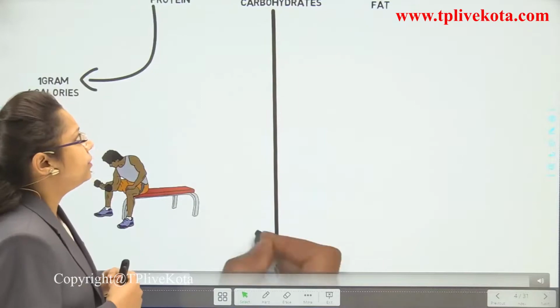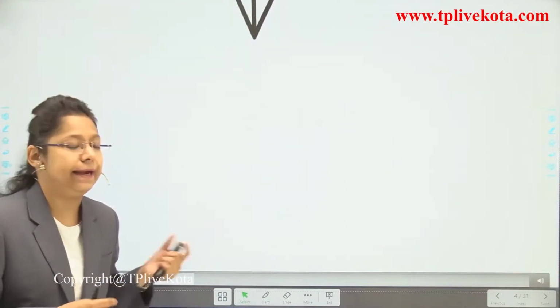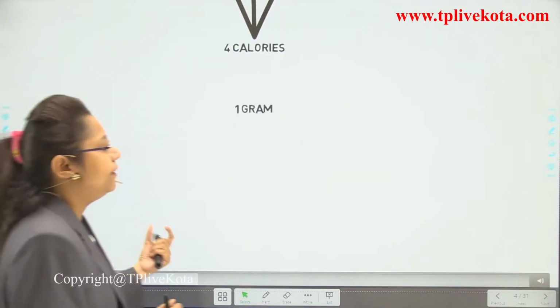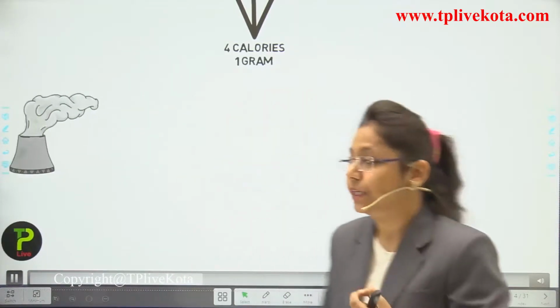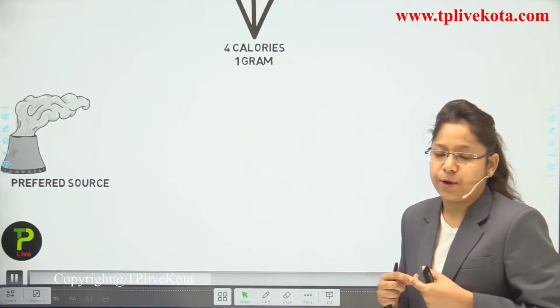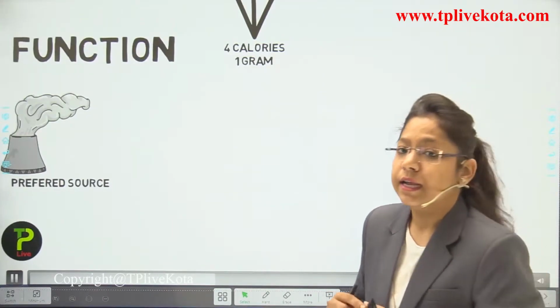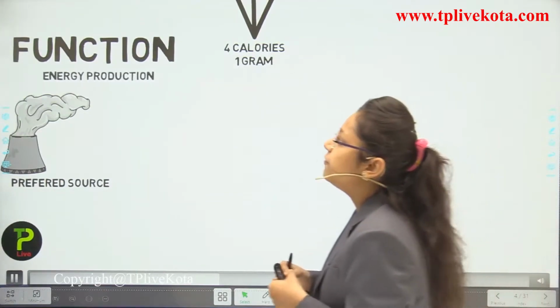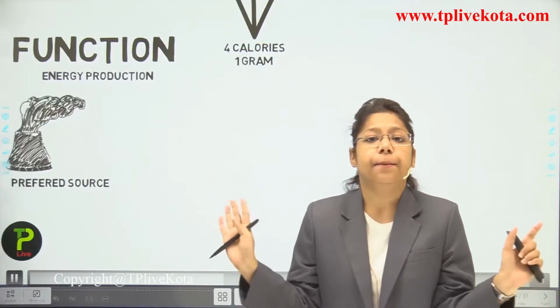Now I am going to discuss carbohydrates. Carbohydrates give us 4 calories per 1 gram. Okay, if you are taking 1 gram of carbohydrate, then you are consuming 4 calories. Okay, now the main function is energy production.